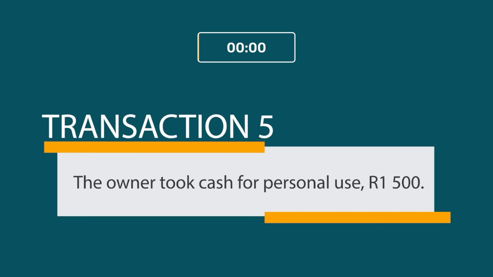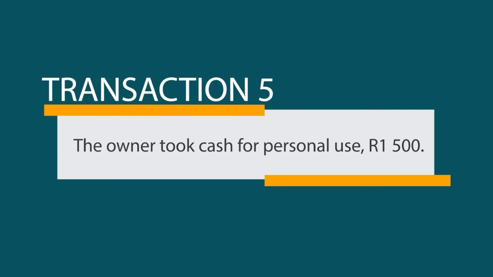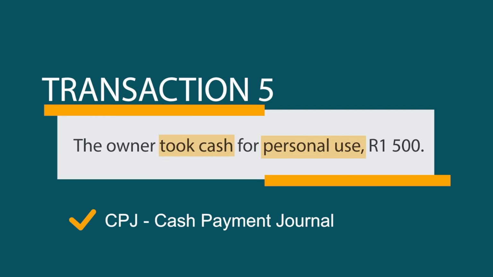The owner took cash for personal use for 1,500 Rand. The words took cash and personal use indicate that this transaction should be recorded in the CPJ as the owner, Brenda Bailey, drew money for her own use. Let's look at the CPJ below.